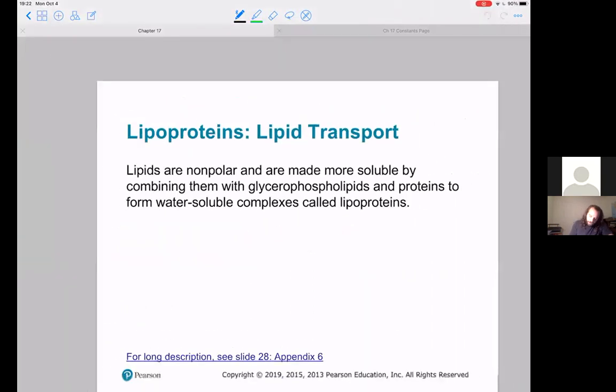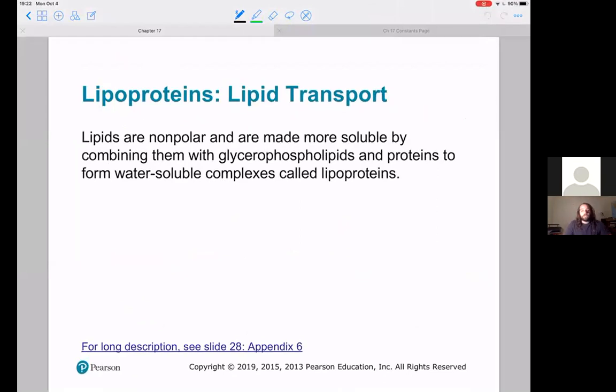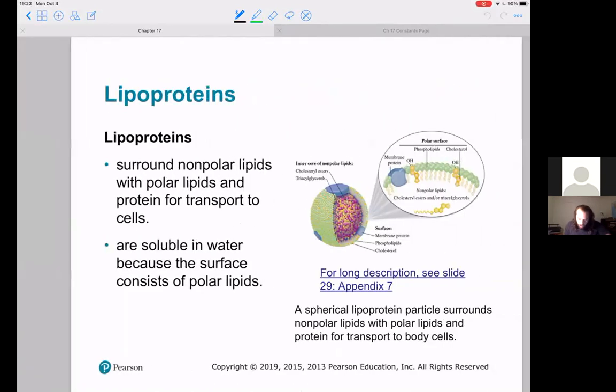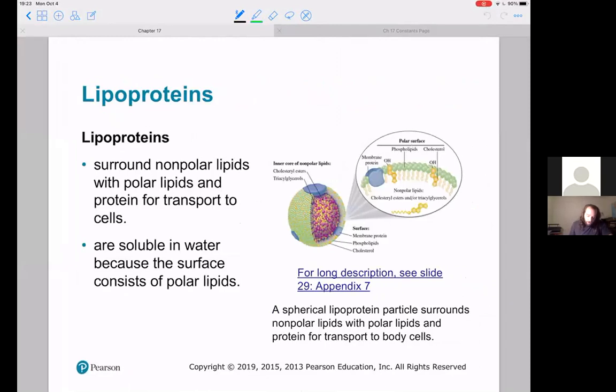Okay. Another important aspect of these glycerophospholipids, by virtue of the fact that they have these polar components and nonpolar components, is they're actually used to package other lipids, right? So other lipids that are, for example, triacylglycerols that have only nonpolar components. How do you go about moving those, right? Those aren't water soluble. So what ends up happening is they form what are called lipoproteins, which is essentially like a bubble.